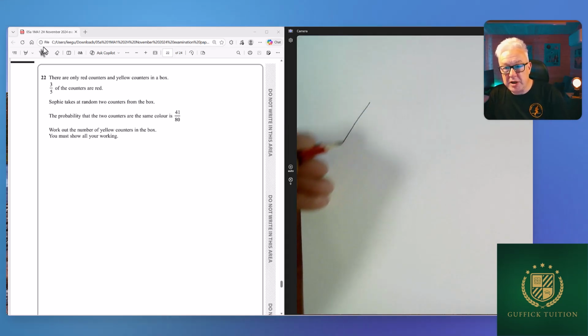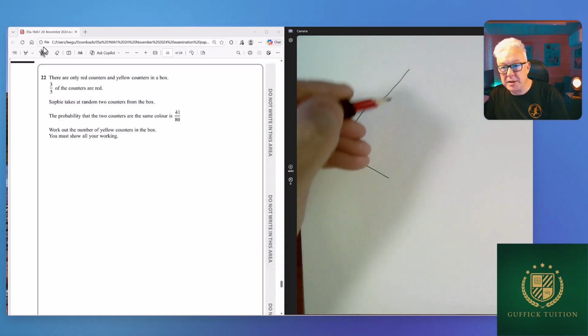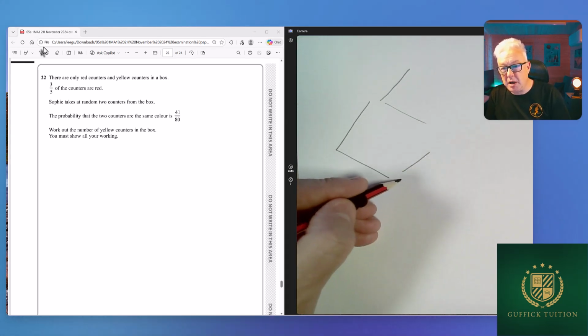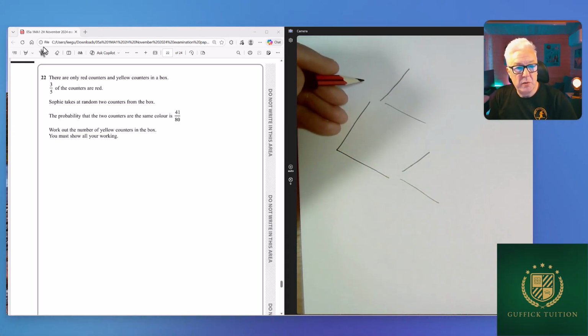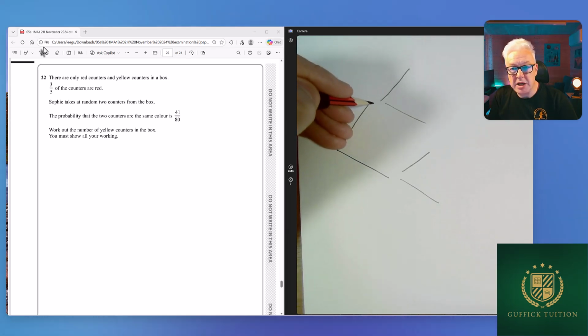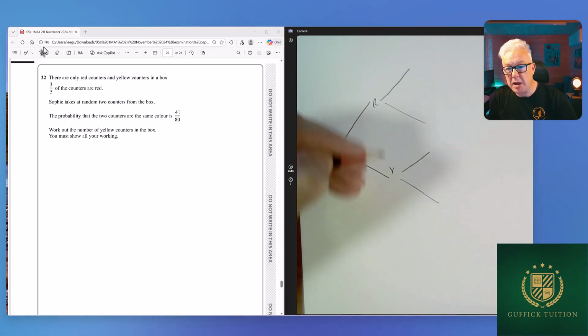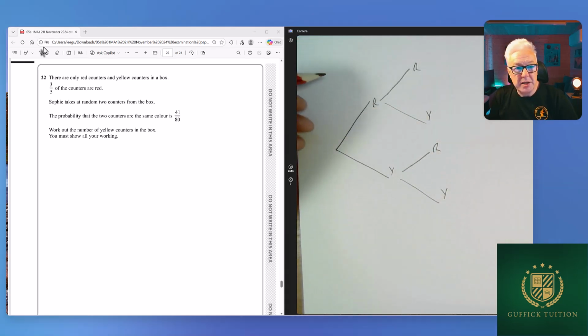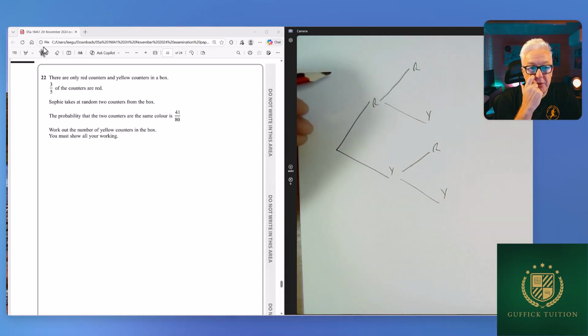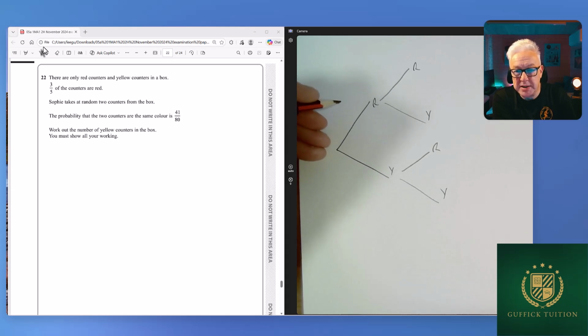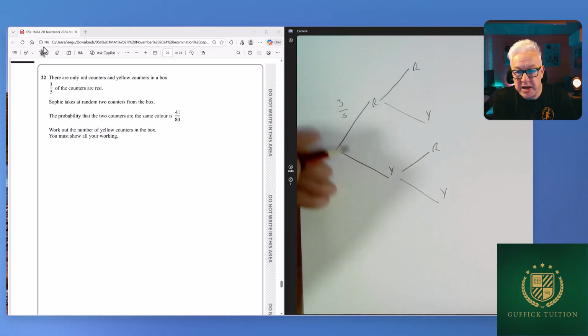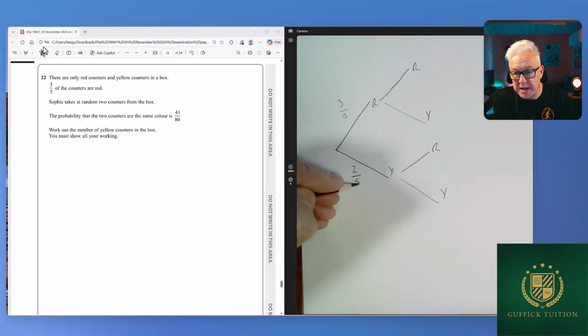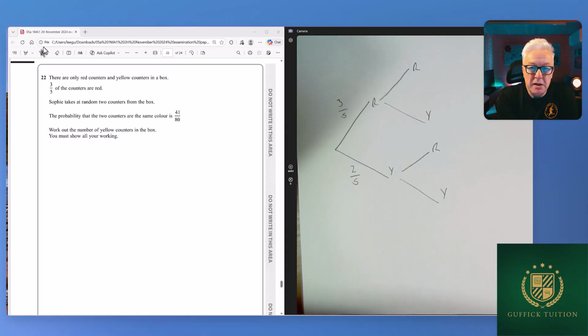So let's get a tree diagram to visualize the options that are available to Sophie. So when she takes, we've got red and yellow, and red and yellow, and red and yellow. Now, if 3/5 of them are red, then the probability of a red is just going to be 3/5. And the probability of a yellow is therefore going to be 2/5. That's fine.